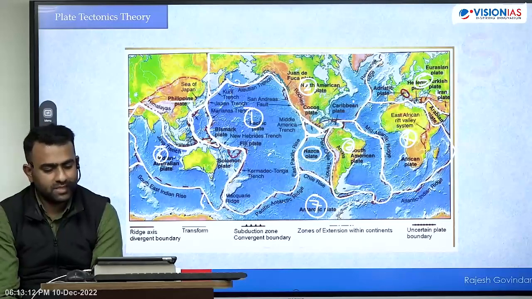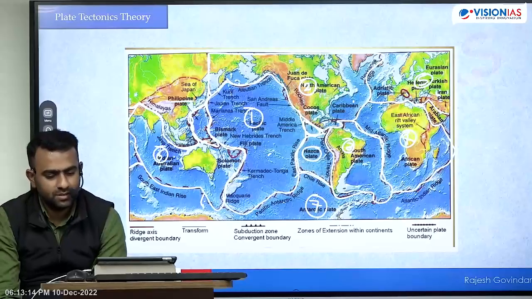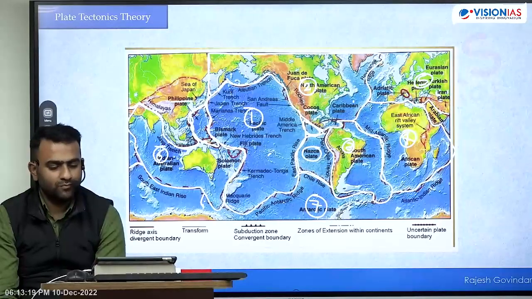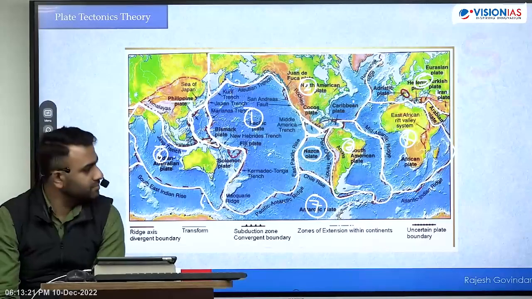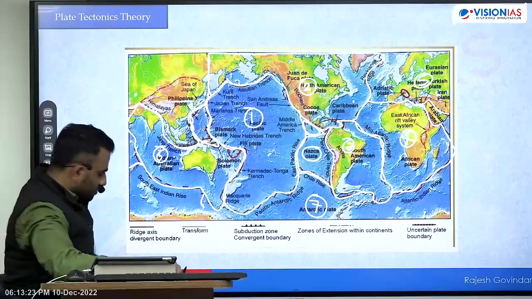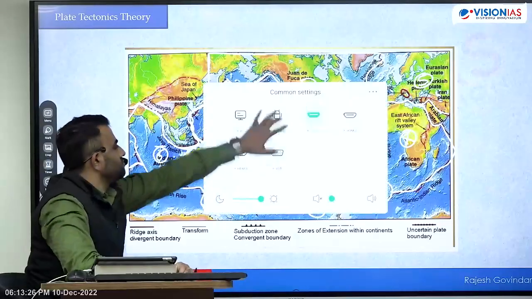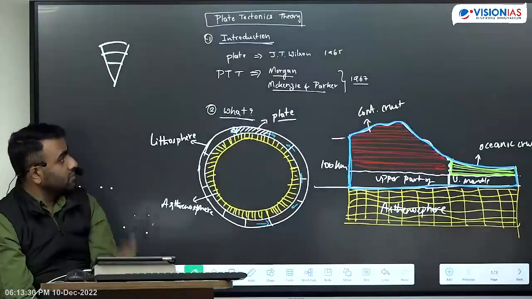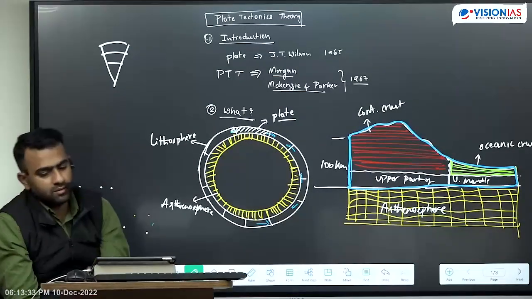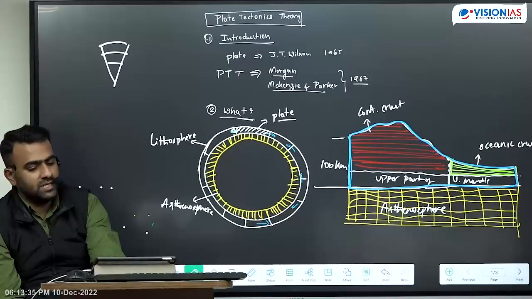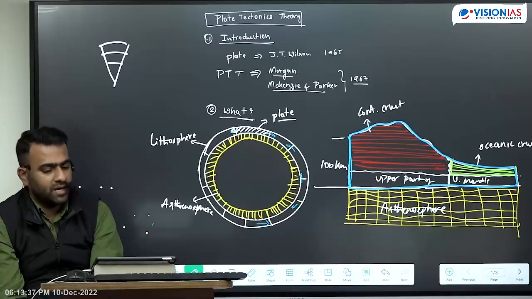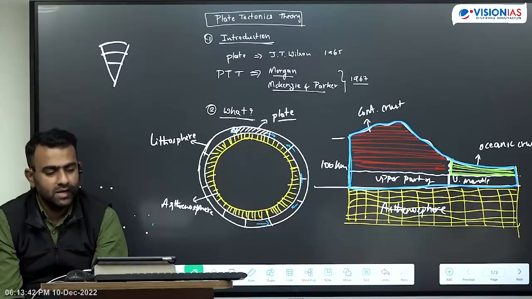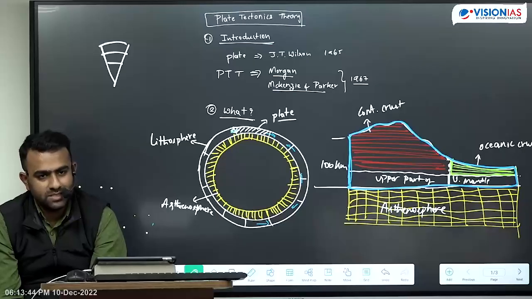The theory of plate tectonics was proposed by Morgan, Mackenzie and Parker in 1967.